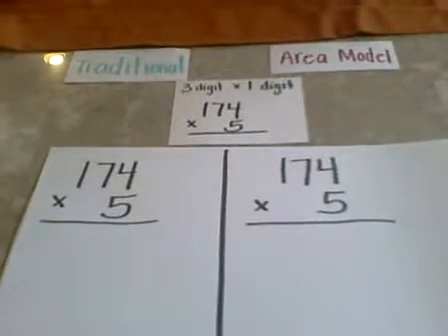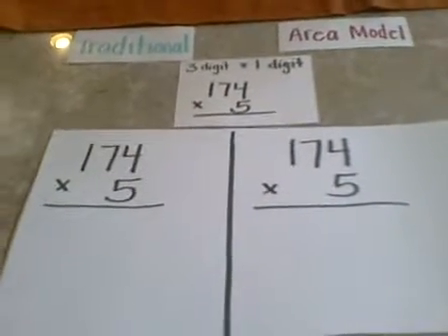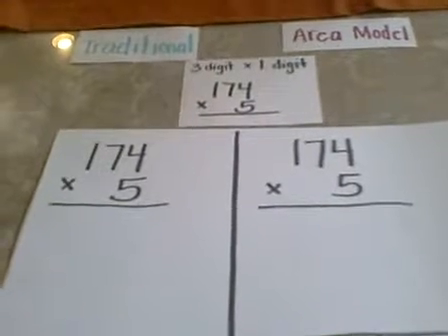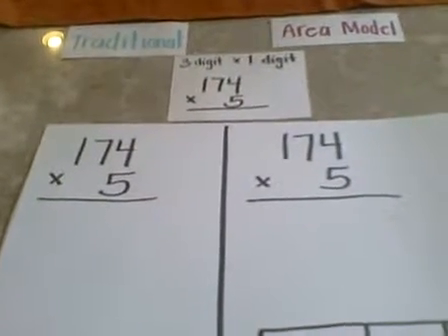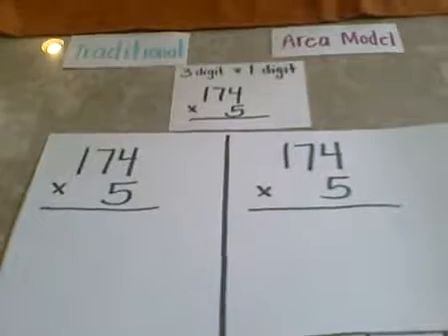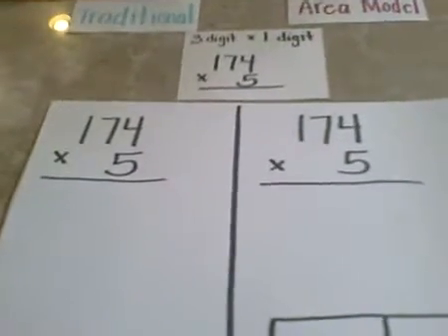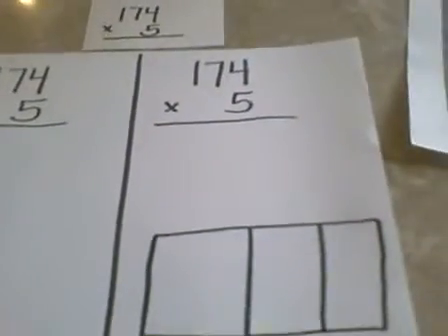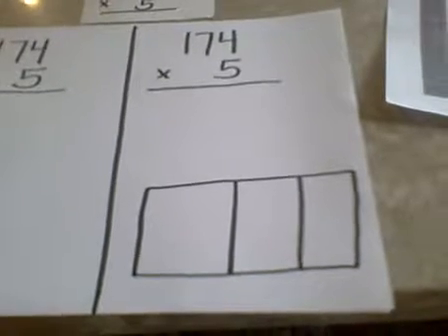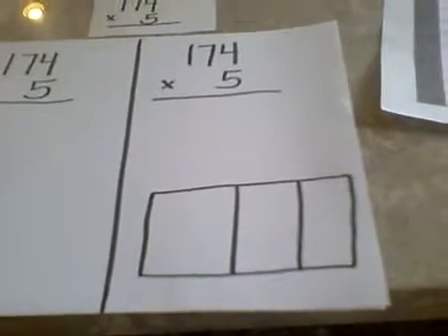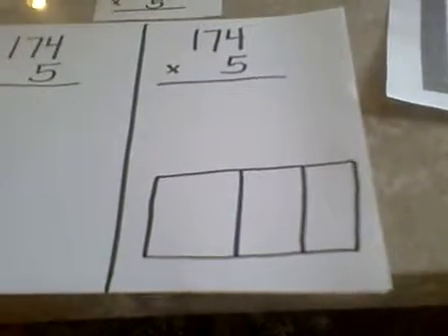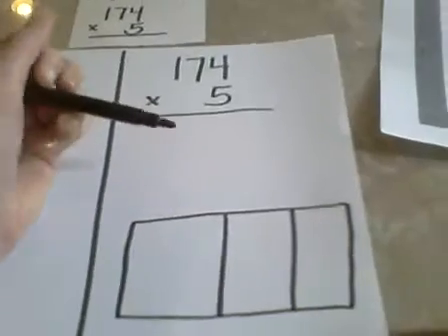I will be showing you how to multiply a 3-digit times a 1-digit number using area model and traditional method. First, I will start with area model. I have my two factors, 174 times 5. If you notice my area model down below, it has 3 boxes to represent my 3-digit number.